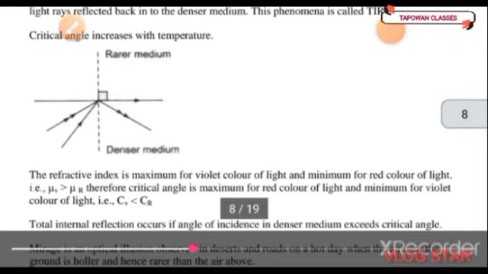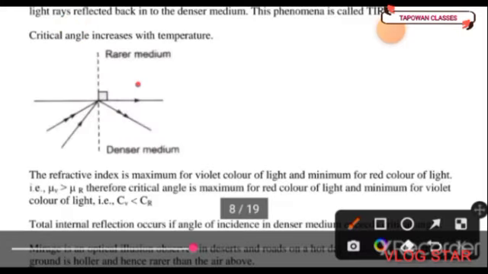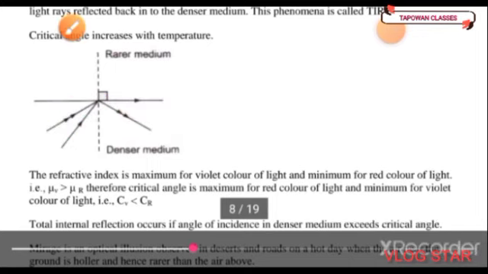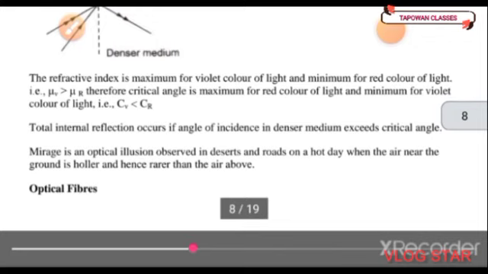This is the diagram. The denser medium and the rarer medium are given here, and the total reflection happens at the same point. This is known as total internal reflection. The refractive index is maximum for the violet color of light and minimum for the red color of light. That's why we have written mu V and mu R. Total internal reflection occurs if the angle of incidence in the denser medium exceeds the critical angle.